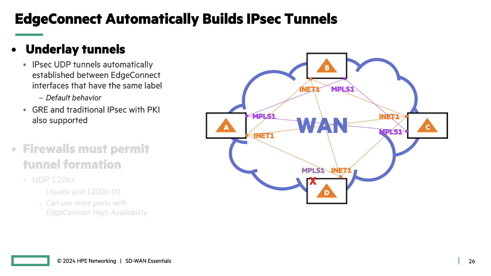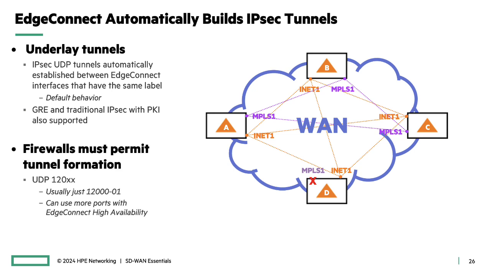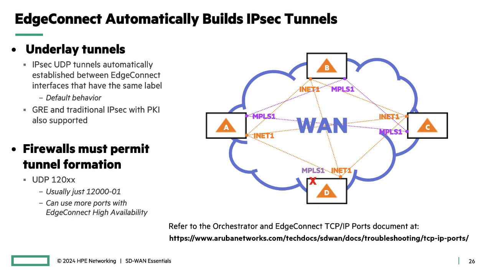Don't forget to permit traffic for the domains, addresses, and ports used by the appliances to create connections. Misconfigured firewalls are a common cause of connectivity issues. If you want a complete list of all the ports and protocols used by EdgeConnect, refer to the Orchestrator and EdgeConnect TCP/IP ports document at the website listed here.